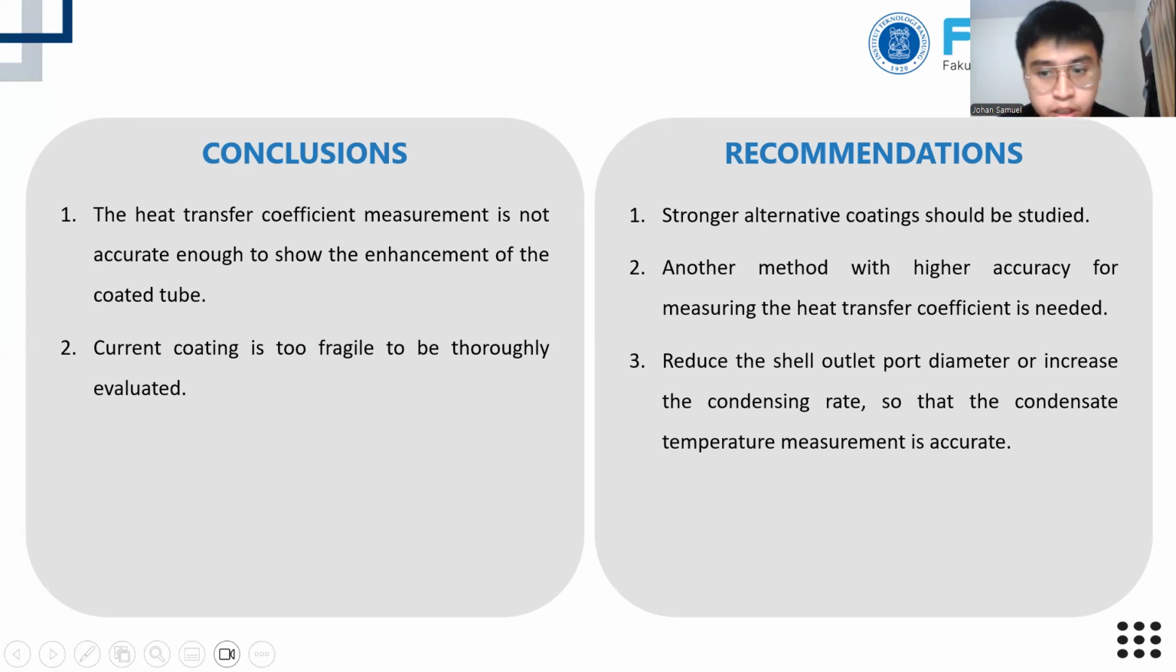Stronger coatings should be studied as an alternative. Another method with higher accuracy for measuring the heat transfer coefficient is needed. This may be done by lowering other thermal resistance so that the dominating thermal resistance is due to condensation only, or by directly measuring the surface temperature on which condensation occurs. And if a similar setup will be used, we should reduce the shell outlet port diameter or increase the condensing rate so that the condensate temperature measurement is accurate.